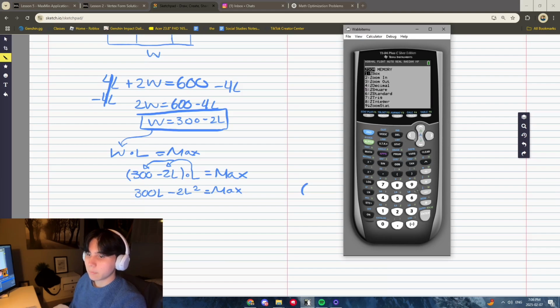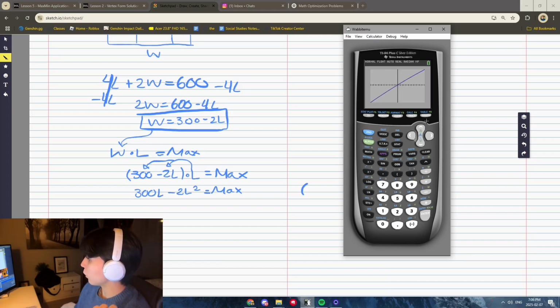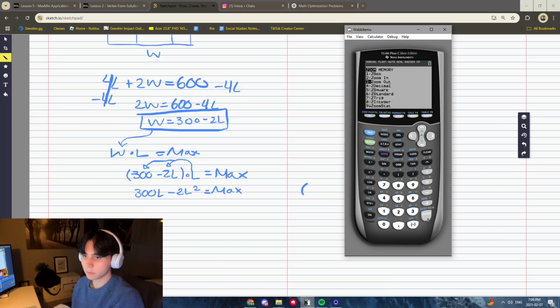And once you graph that, you're going to see there's nothing, normally. So what I'm going to do is press zoom 0. What that does is give you what the graphing calculator thinks you need. However, since this is not the best view, you can begin to adjust it by going zoom out and then just fiddling with it until you get something that you like. All right, so I like this.